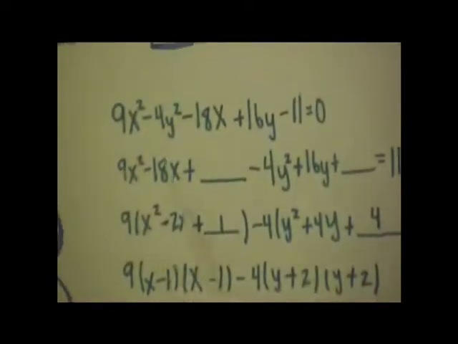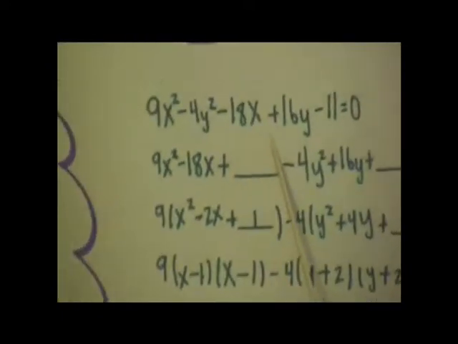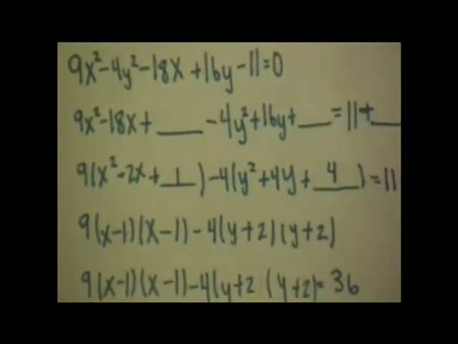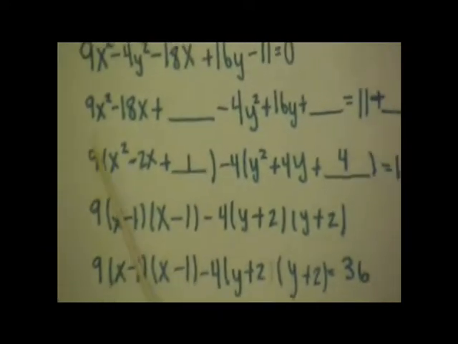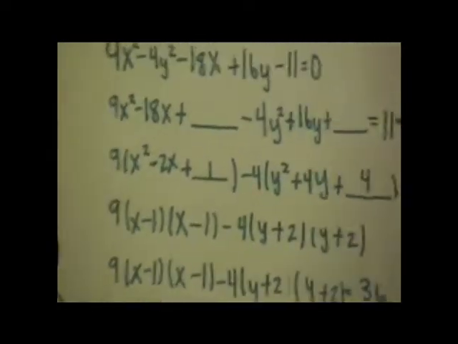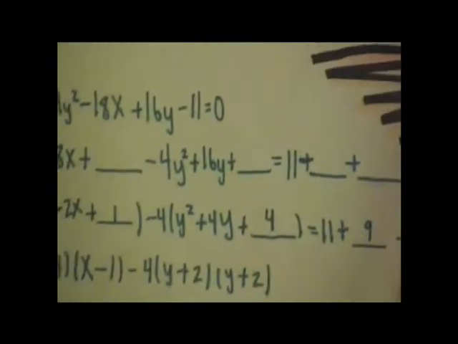In your example you shall see 9x squared minus 4y squared minus 18x plus 16y minus 11 equals 0. Next we have to complete the square. I'm not really sure what that means, but as you can see here, 9x squared minus 18x plus a blank, minus 4y squared plus 16y plus a blank, equals 11 plus blank plus blank. These two blanks go together, and these two blanks go together. For those who do not understand, whatever you put here goes here, whatever you put here goes here.